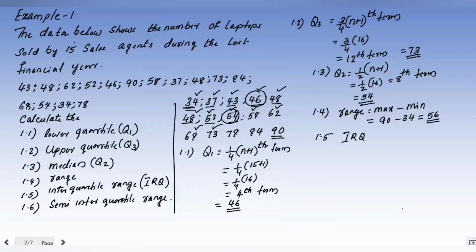Now 1.5, interquartile range, IQR. How do we get it? Q3 minus Q1. What is Q3 here? Q3 is 73, minus Q1. What is Q1 here? 46. So Q3 minus Q1 is going to be 27, right? 27. Okay, now 1.6. What is that? Semi-interquartile range.